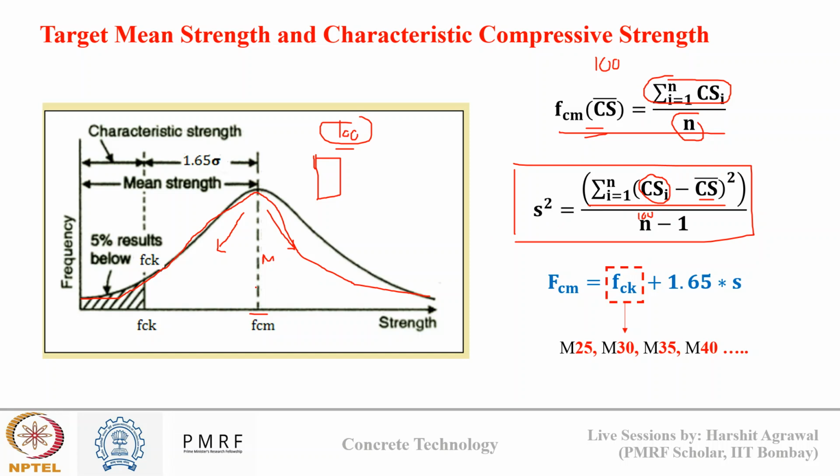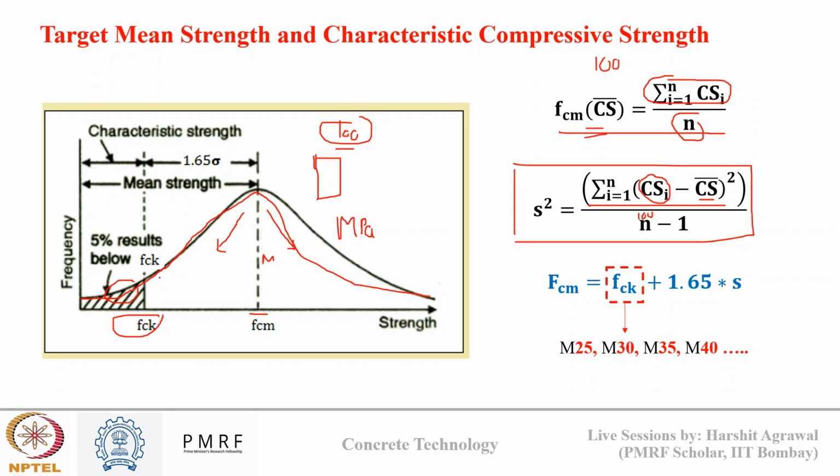Now whenever we represent concrete, we say M30, M40, M50 like this. So here this 30, 40, 50 is known as the characteristic compressive strength in MPa, megapascal, at 28 days of hydration. This characteristic compressive strength at 28 days of hydration is the strength value below which no more than 5% of my samples will fall.